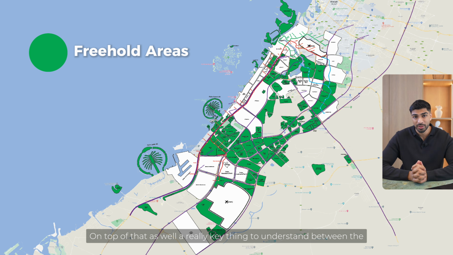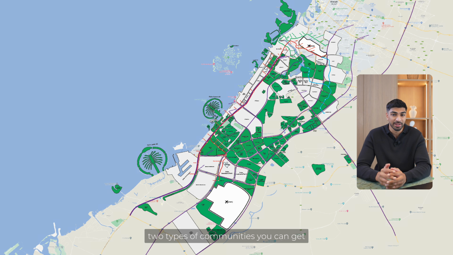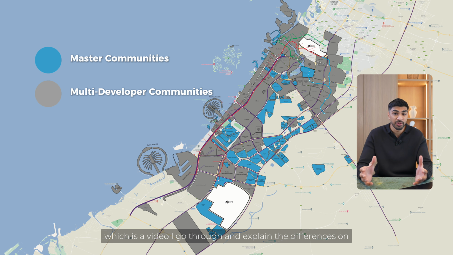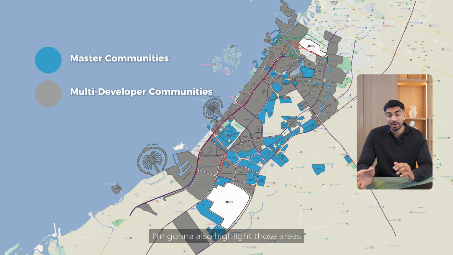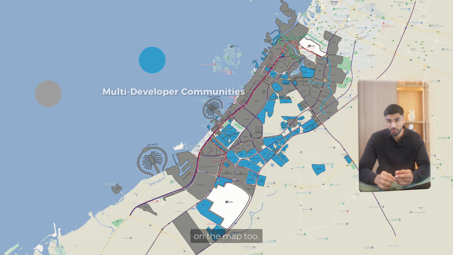On top of that as well, a really key thing to understand between the two types of communities you can get are what we call master communities and multi-developer communities, which is a video I go through and explain the differences on in one of my past videos on this channel. I'm going to also highlight those areas which are master communities and multi-developer communities on the map too.